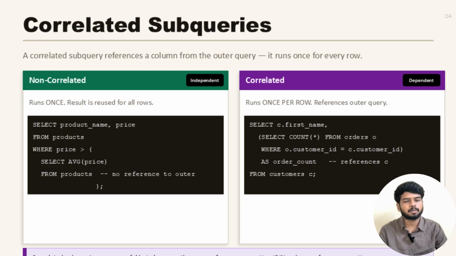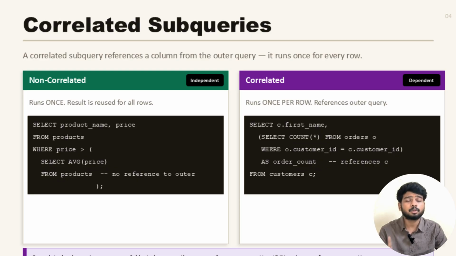But correlated subqueries are quite different. It refers to a column from the outer query, which means it runs once per row. Remember this, it runs once per row in the outer query. So if you see this code comparison on my slide, look at the non-correlated query. It calculates the average price once and reuses that number for every row, right? Just take the average price, compare it with every row, that's it. That's what the non-correlated query does. The inner query has no reference to the outer query. This is what it does.